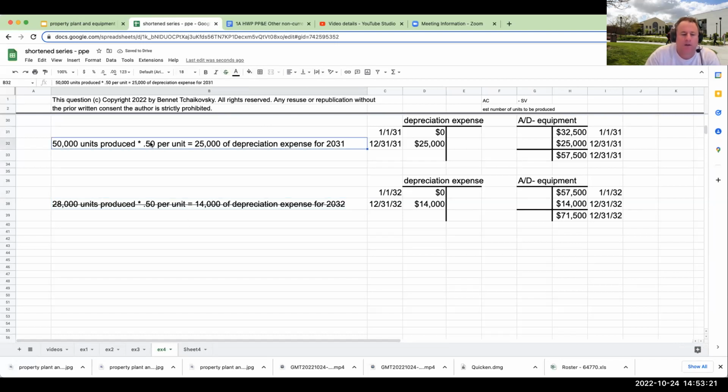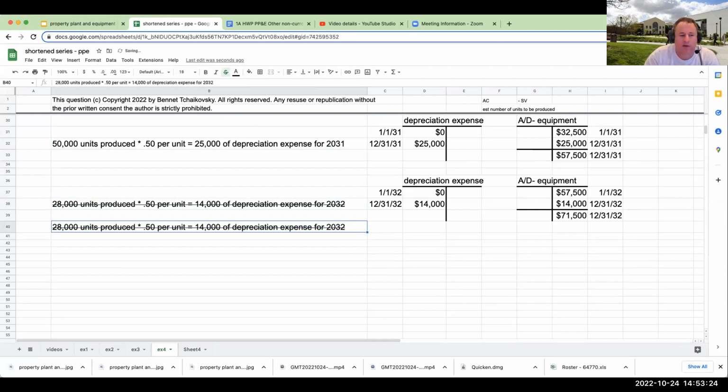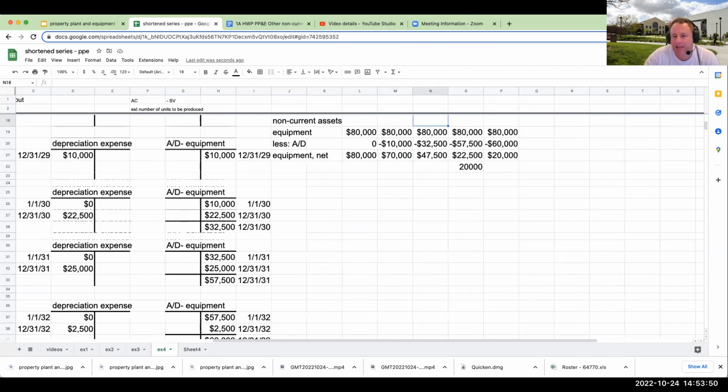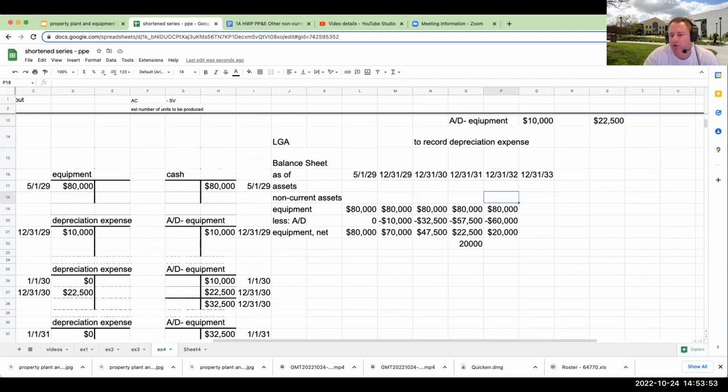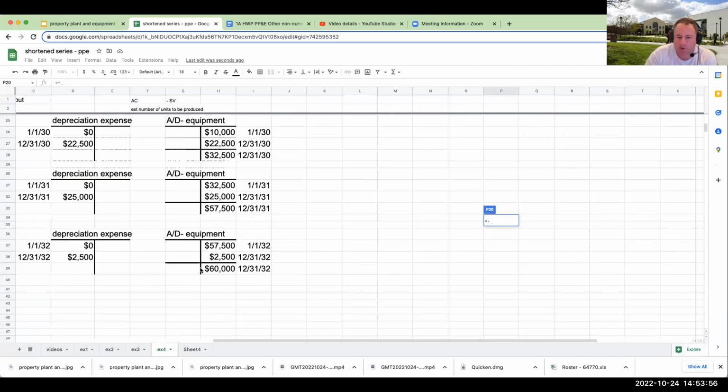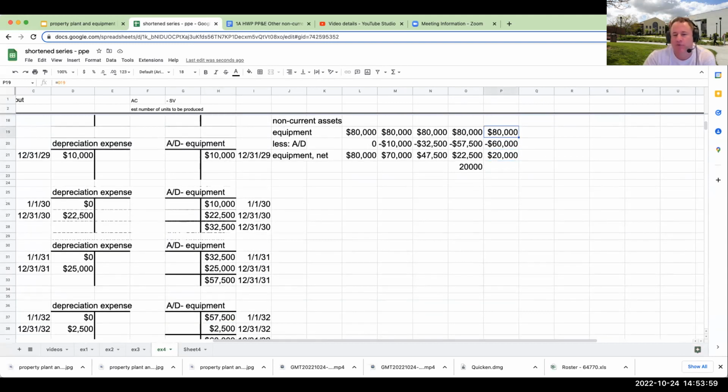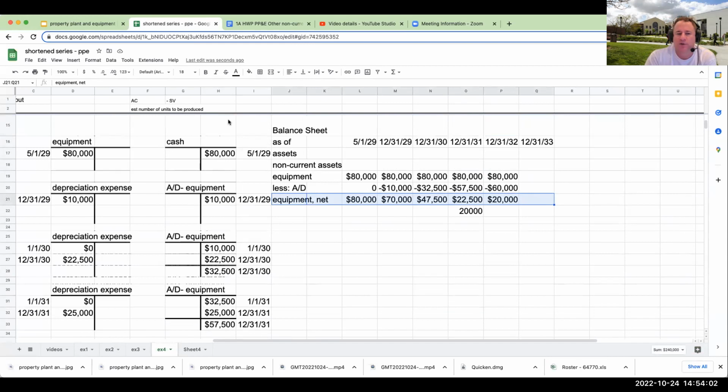So what do I need to do? Well, if I come over here and say, instead of 28,000, we're going to do 5,000 units produced at 50 cents per unit, that is going to give me $2,500 of depreciation expense for 2032. This is what we call forcing or plugging in depreciation. When I go through and do this, I now have a balance here of 60,000. So if you're taking my test, this is what I'm going to try to get you to do, is over depreciate the asset. So you want to be really careful in this final year or as we get to the very end.